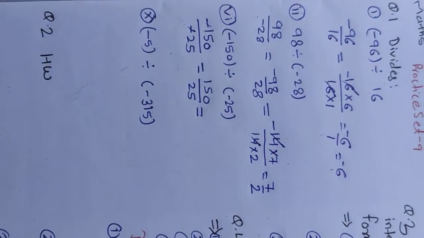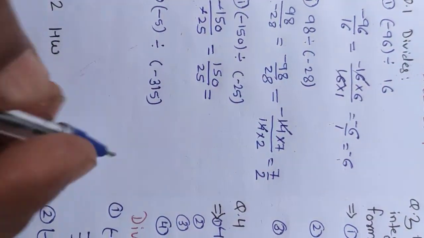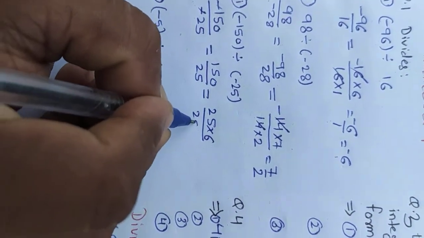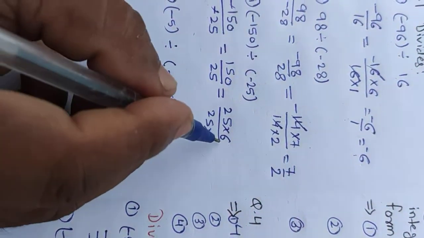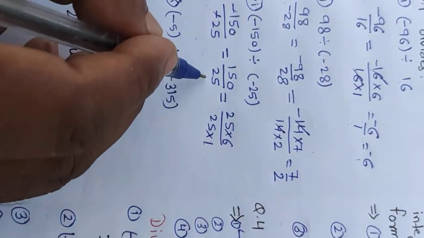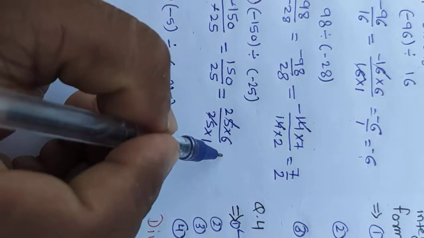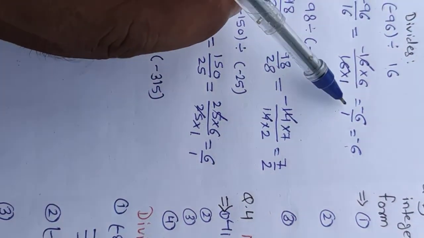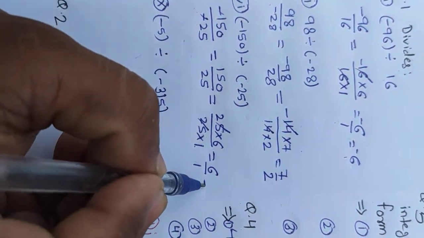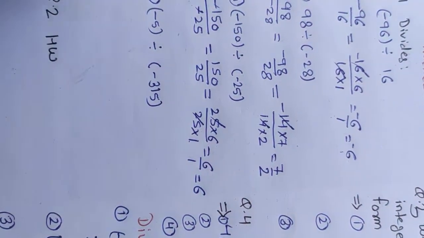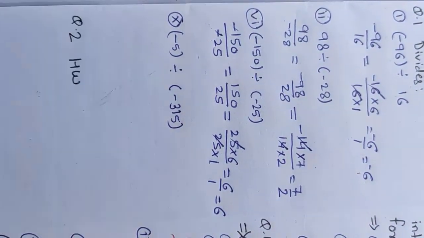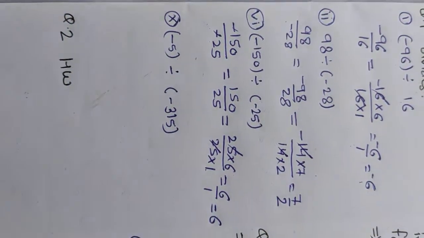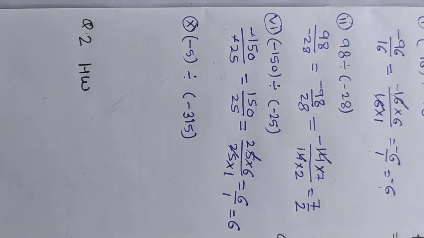Both numbers come in the table of 25. 25 into 6 upon 25 into 1. 25 6s are 150, 25 1s are 25. So 25 cancels and we got 6 upon 1. As I said, if the denominator is 1, we have to write only the numerator. Now the next sums 7, 8 and 9 are homework for you.